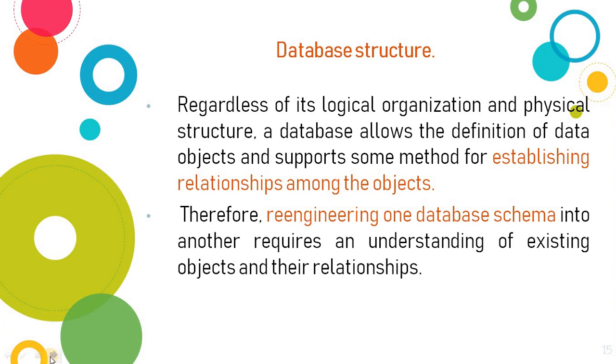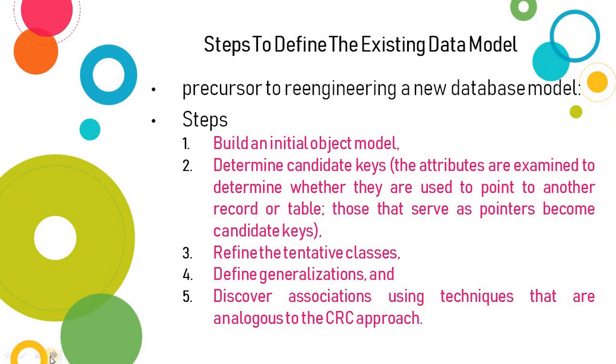The database structure is actually the global database, the global system level abstraction. System level details, regardless of its logical organization and physical structure. The database allows definition of data objects and supports some other methods of establishing relationships among objects. Therefore, re-engineering one database schema into another requires an understanding of existing objects and their relationships. Here the database itself, the global data structure, must be analyzed. Global data structure here means the database. That's the second level of understanding data.